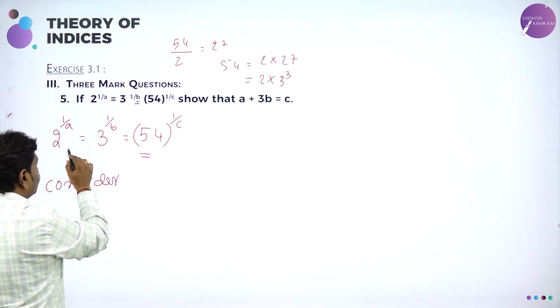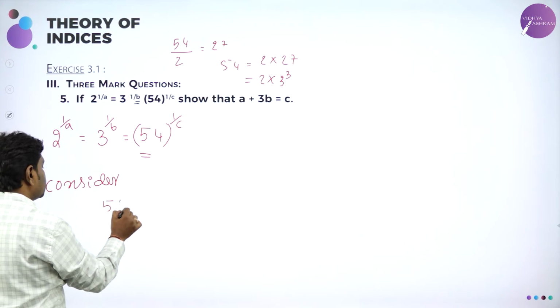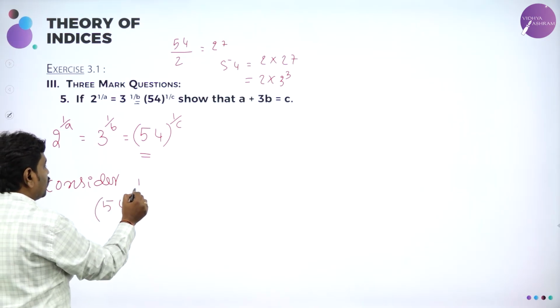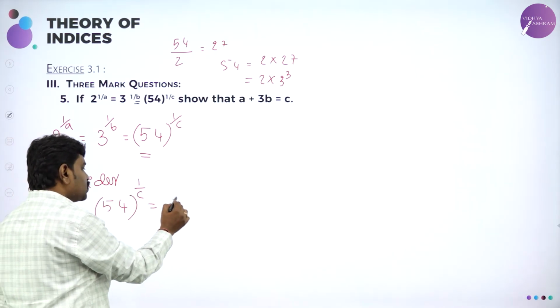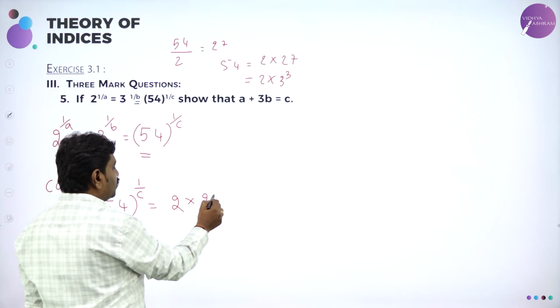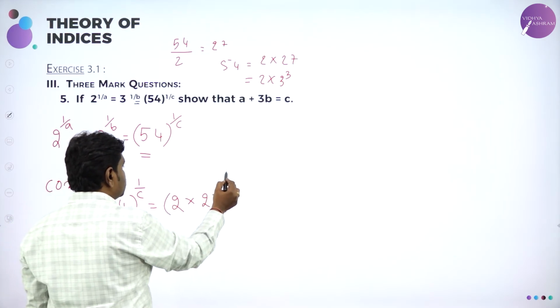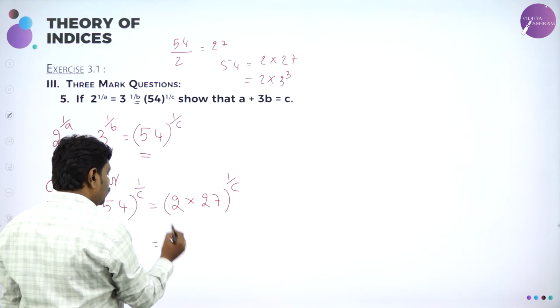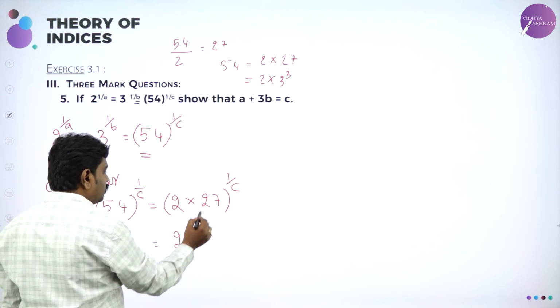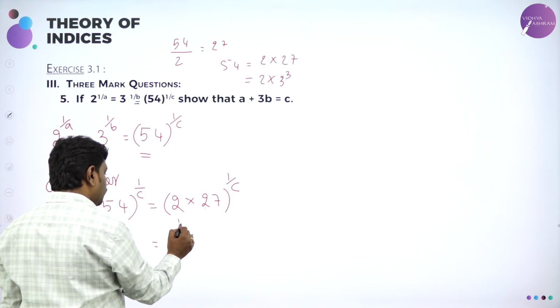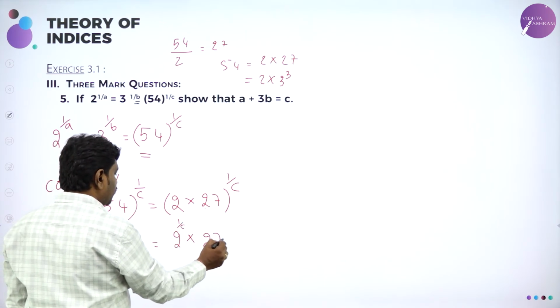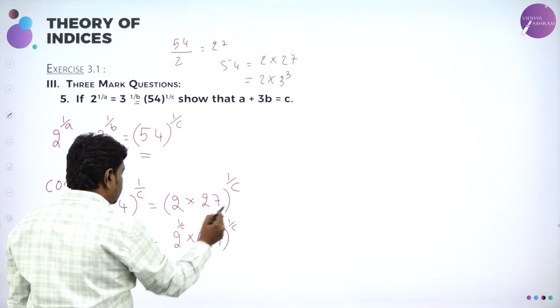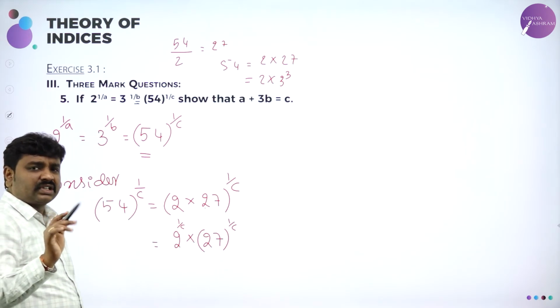Consider the bigger number out of 2, 3 and 54. 54 is the bigger number. I'll take 54 power 1 by c, and I can write it as 2 into 27, power 1 by c. I can write this as 2 power 1 by c, 27 power 1 by c. Further, see, everything try to make same base.